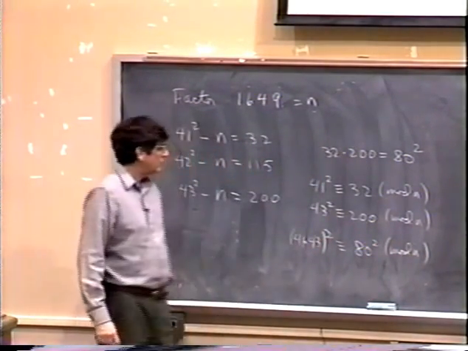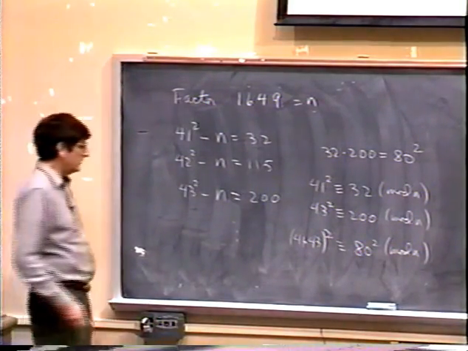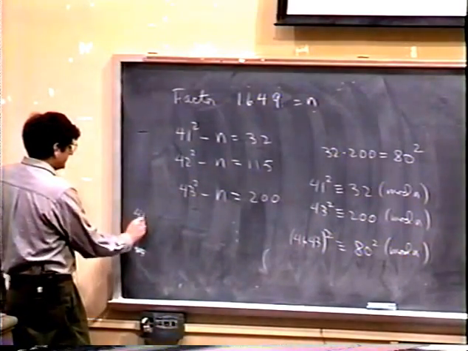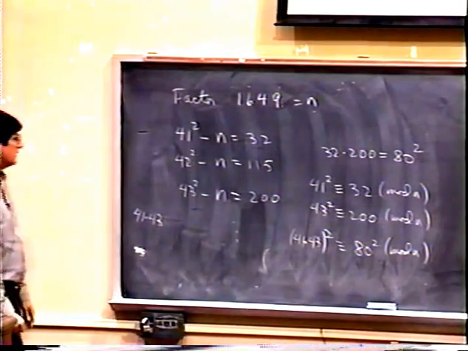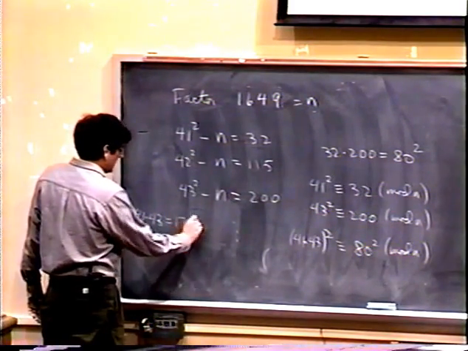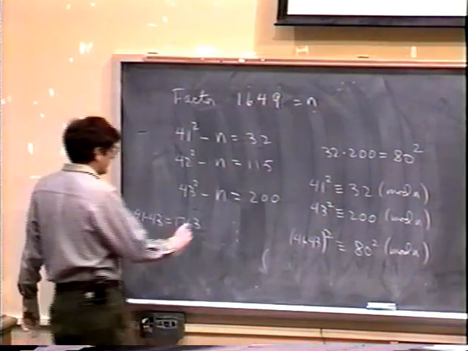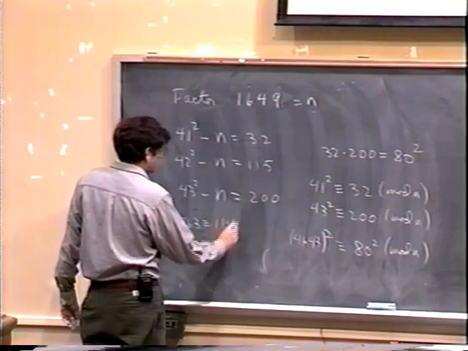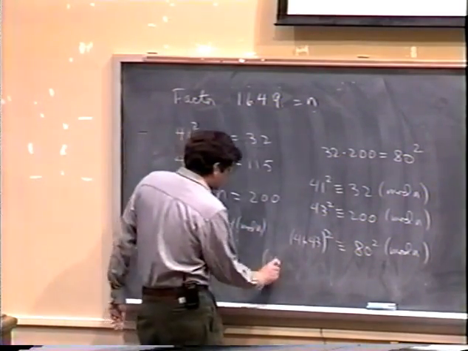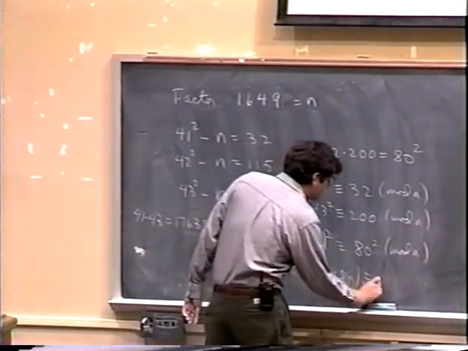And so here I have a square congruent to a square mod n. And so what I could say from this is that, well, what is 41 times 43? I guess that's 1763. And what is that congruent to mod n? 1763 is congruent to 114 mod n. So what I have here is 114 minus 80 times 114 plus 80 congruent to 0 mod n.